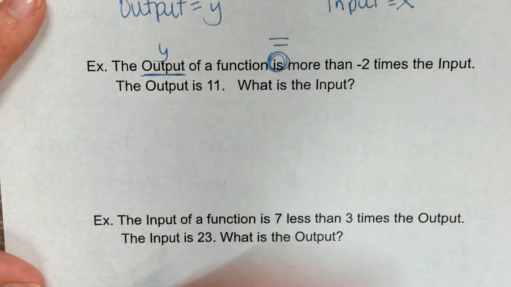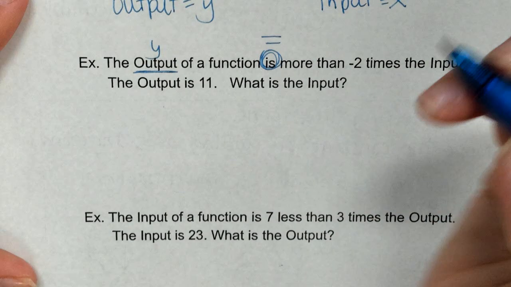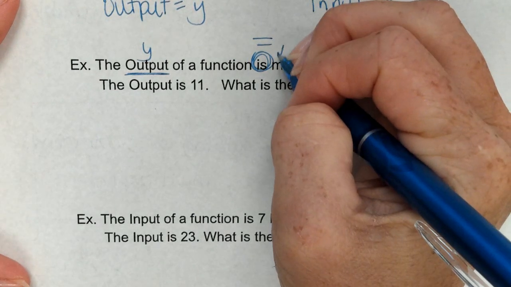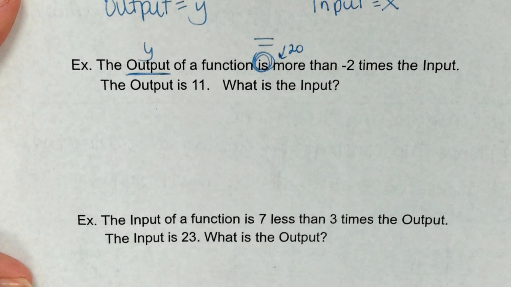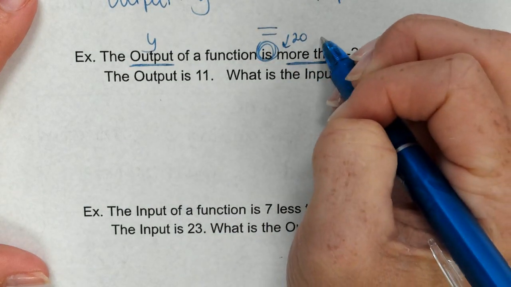Equals. So that's where my equal sign is going to go. Oh, and it's missing a piece of it. It should say 20 more than. So right here it says 20 more than. What does more than mean? Add.